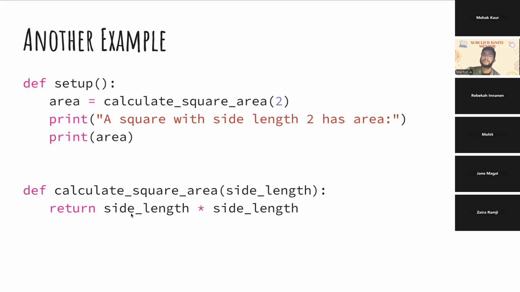So here we're just multiplying the side lengths together to get the area, and then we are putting the value back into the area variable, and then we're printing it out later on. Also, I feel like that's pretty self-explanatory.